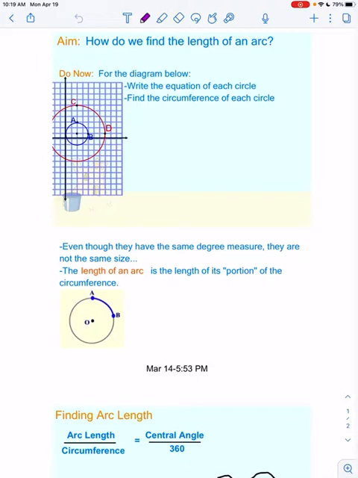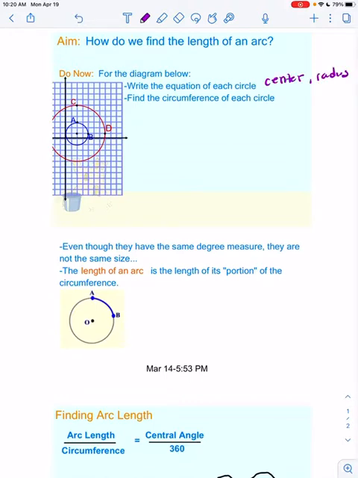For the two circles that you see below, try to write the equation of both of them and find the circumference of each circle. So pause the video and see if you can get the equation and the circumference of each circle. Remember, to write the equation of a circle, you need to know two things. You need to know the center and you need to know the radius.